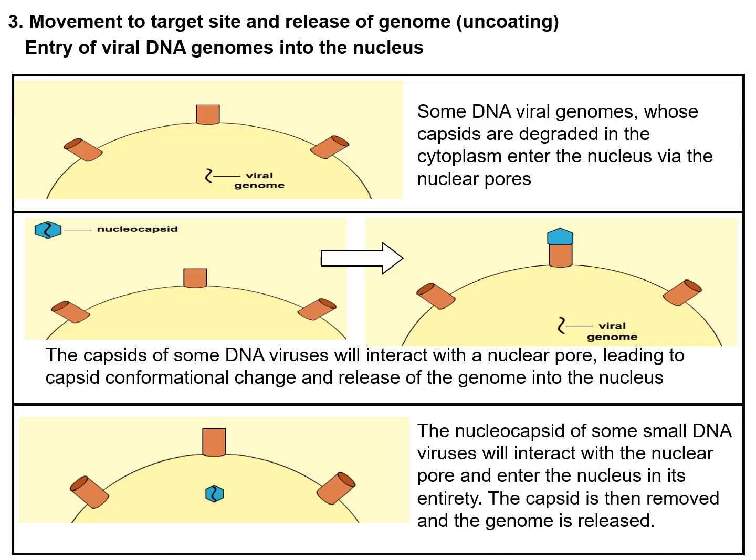So there are multiple ways by which the genomic material of a DNA virus gains access to the nucleus. That's because the majority of DNA viruses go to the nucleus and their site of replication is there, whereas most RNA viruses replicate in the cytoplasm, but there are always exceptions.